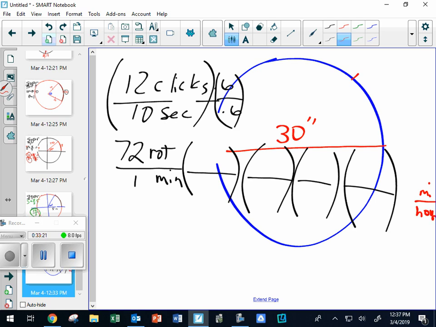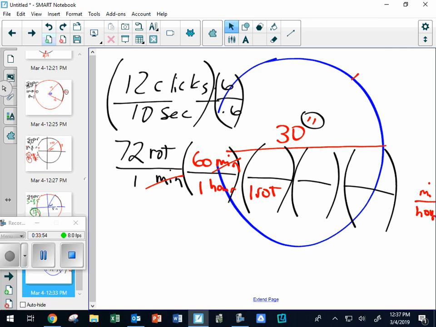And if I want miles per hour, I got to get rotations to cancel and I got to get minutes to cancel. The minutes is the easy part. There's 60 minutes in 1 hour. Yay, I got miles per hour. No, I don't. I got rotations per hour. How do I get rotations out of there? Well, what is one rotation? One rotation, that's the hard part. You guys figure this out and make sure you know that this double dash thing means inches. Then you'll have inches per hour.